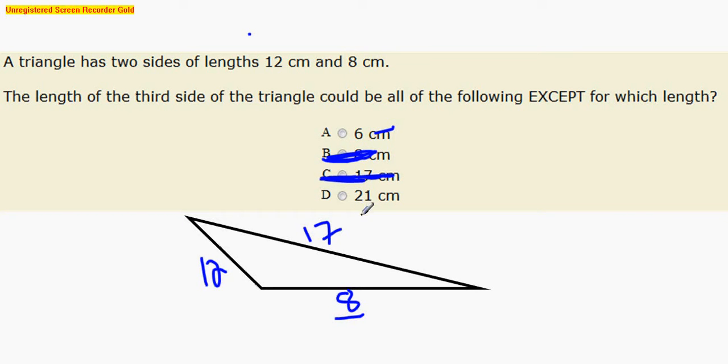So hopefully it's B, and we'll get it. So now it says 21. So 21 is now the biggest side. So let's put 21 here.